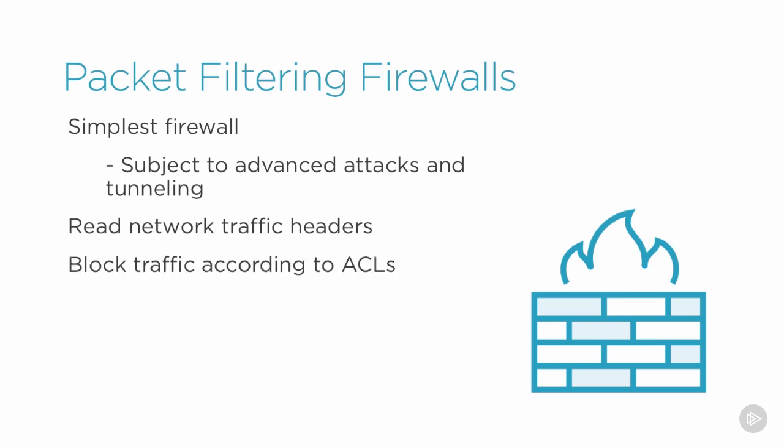It reads the network traffic headers, and it has an access control list that says block all traffic from these locations, or block all these types of traffic, or don't allow traffic to this location. And those rules quite simply say what should or should not be allowed through the firewall. We can block ports, doorways, and we can of course limit certain types of protocols.